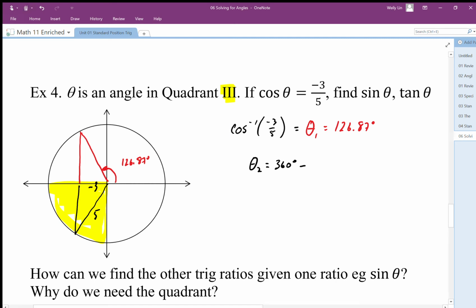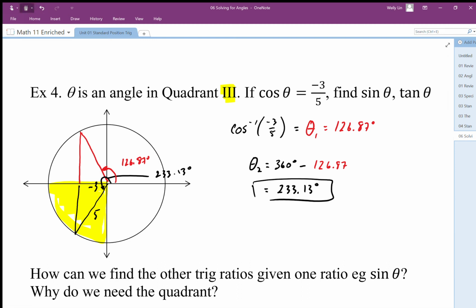Write that in, 126.87, and so my theta 2, I calculated as 233.13 degrees. Okay, so there's my standard position angle, 233.13 degrees in the correct quadrant. It's in quadrant 3. So this is the solution that I want, because I know the quadrant. I'm just going to highlight that. So that's the quadrant.